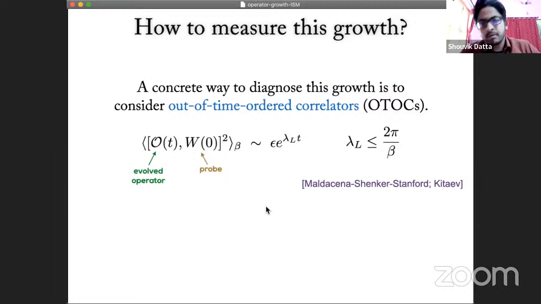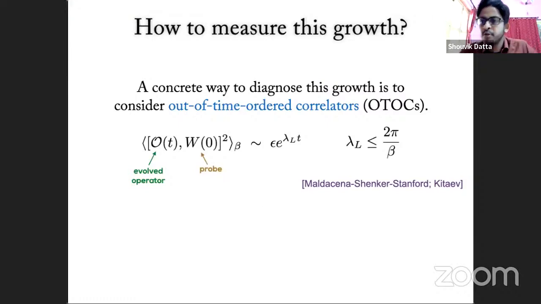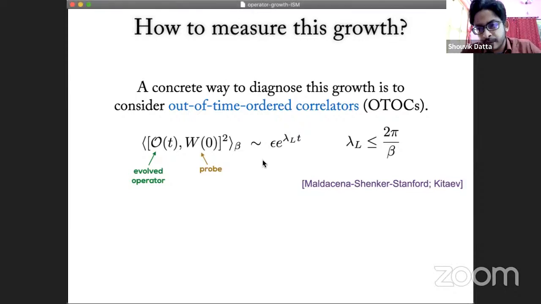So one concrete way to measure this growth, which we heard about in the first day of this conference, is the out-of-time ordered correlator. Over here, what we do is take the commutator of the evolved operator along with the probe operator and look at the expectation value of the square of this commutator. Since this becomes a very complicated operator at late times, it fails to commute with simple probe operators. And that fact is reflected by an exponential growth of this expectation value.